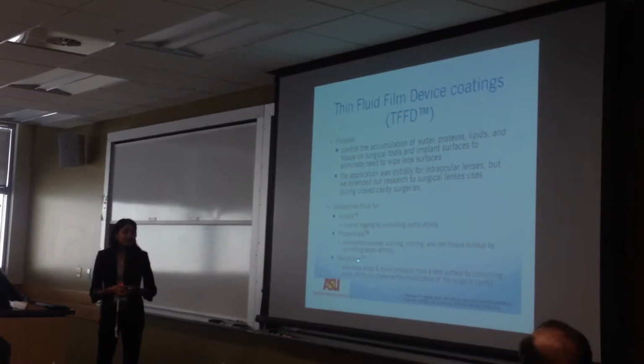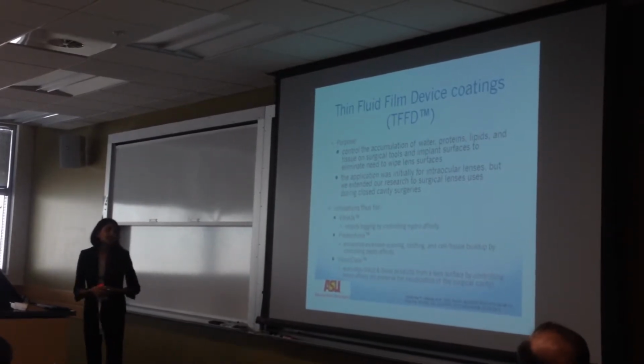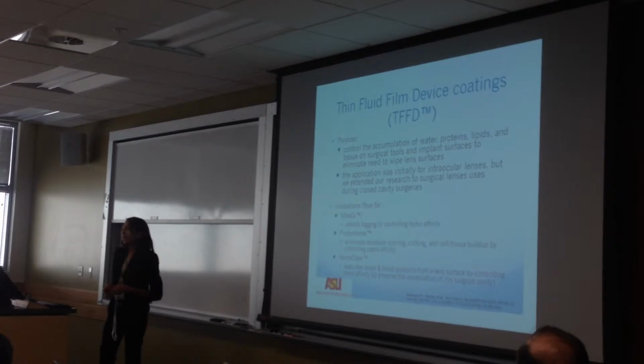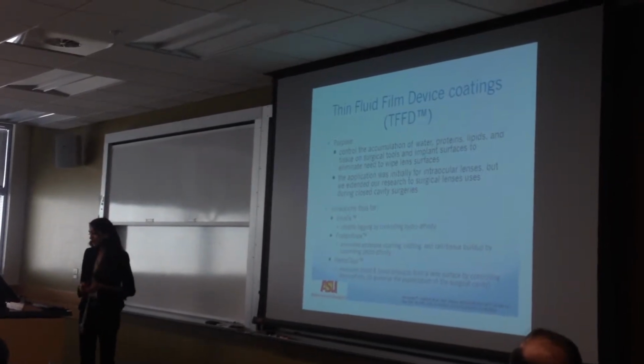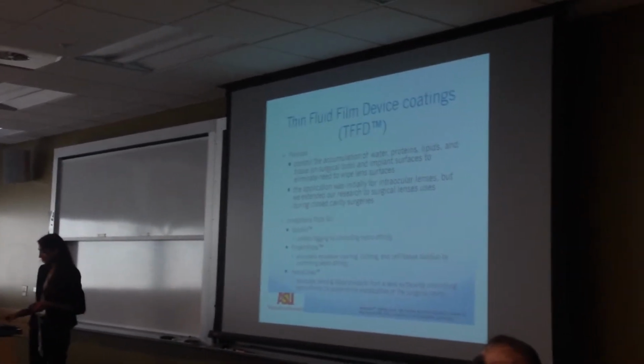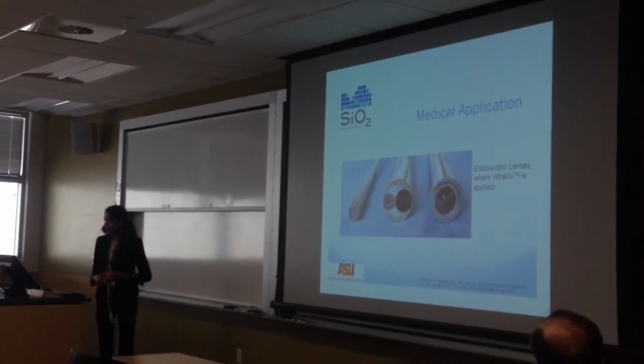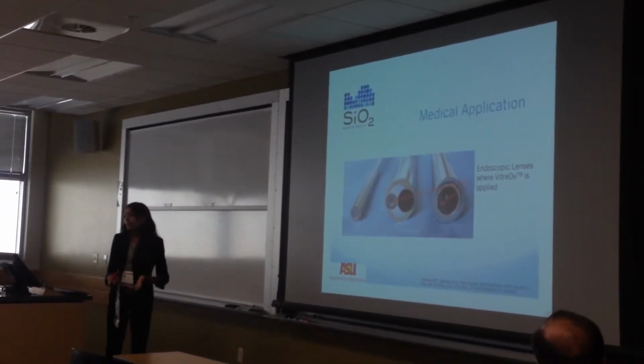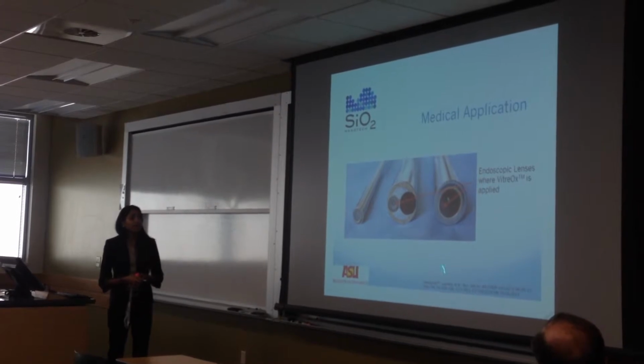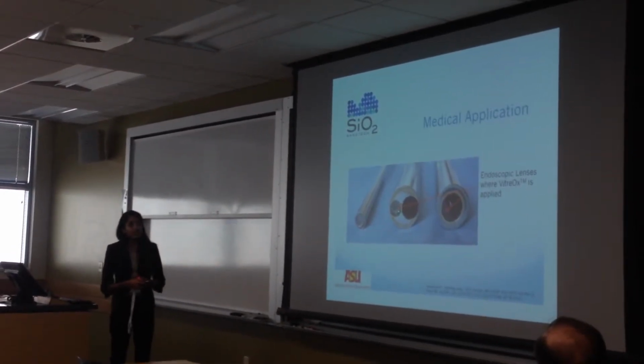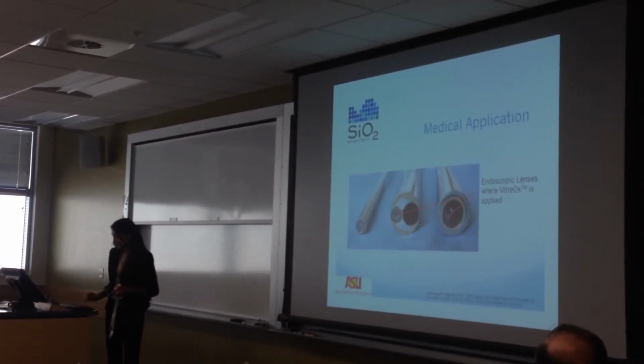The third thin film device, which I will be talking about today, is called HemoClear, and this evacuates blood from the lens surface by altering the hemoaffinity. So as I mentioned earlier, the medical application of this is basically to apply it to the lens surface of the endoscope, so that's where it would be applied.